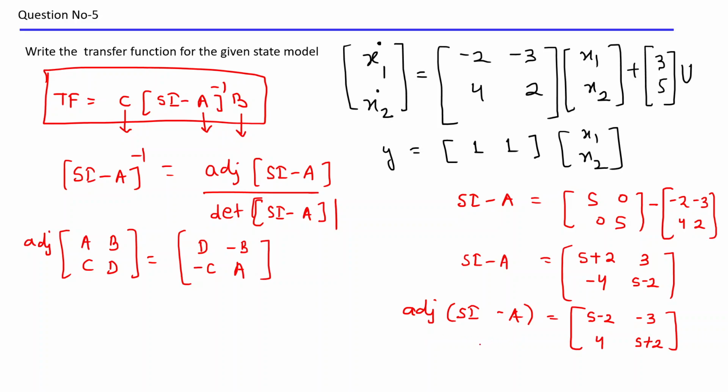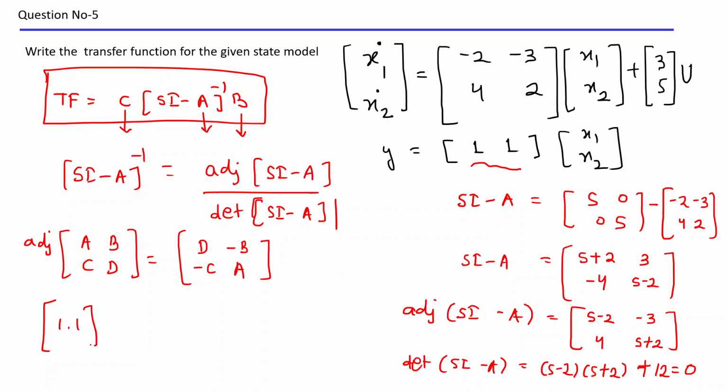If you know the adjoint, then you know the determinant. The determinant of sI minus A will be s minus 2 into s plus 2, minus 4 times 3, which is 12, so minus 12. So this is the determinant of that matrix. Now you have to put it in this formula. C, you know the C value: it is 1 comma 1.